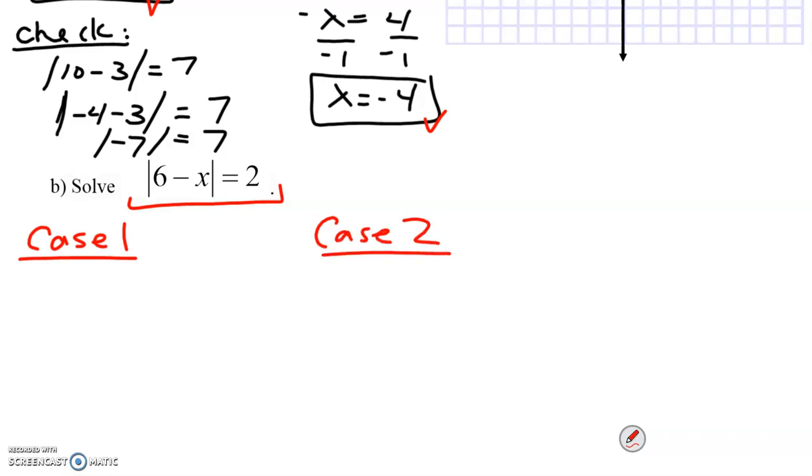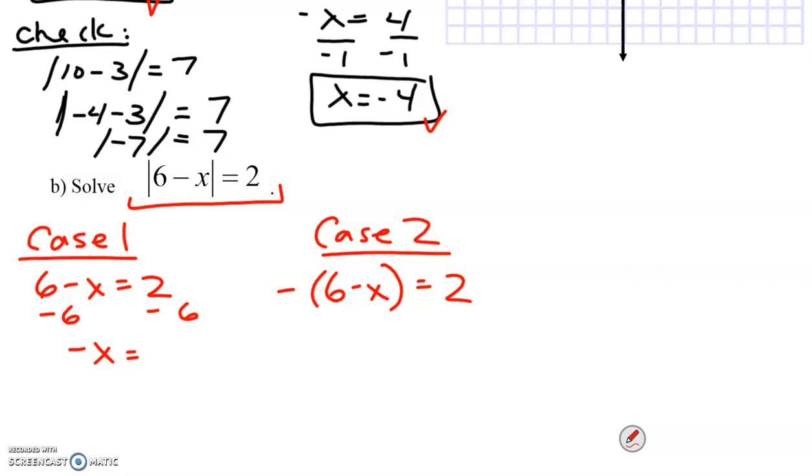So case 1 is the positive case, so we have 6 minus x equals 2. Case 2 is the negative case, so negative 6 minus x equals 2. Just move things around, so I'm going to subtract the 6 over here, so we get negative x equals negative 4. Divide out the negative, so x equals 4.